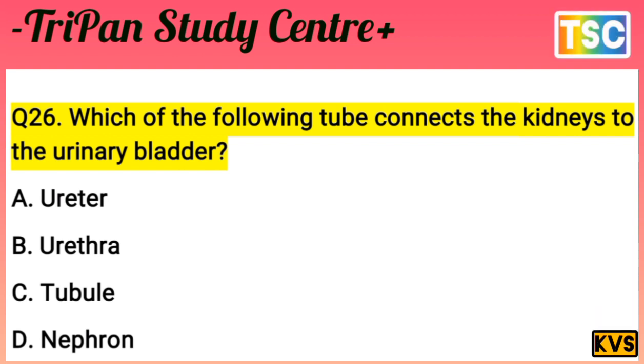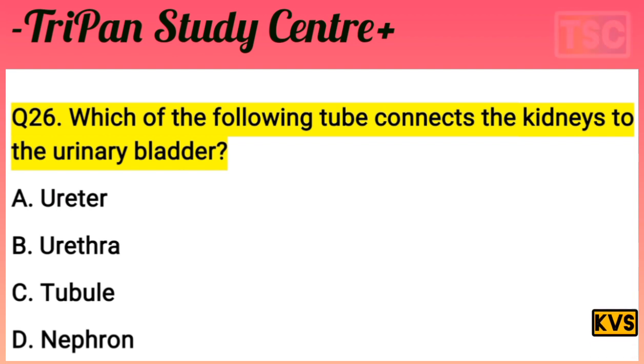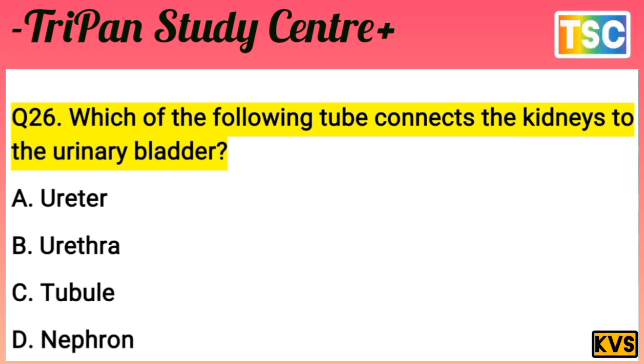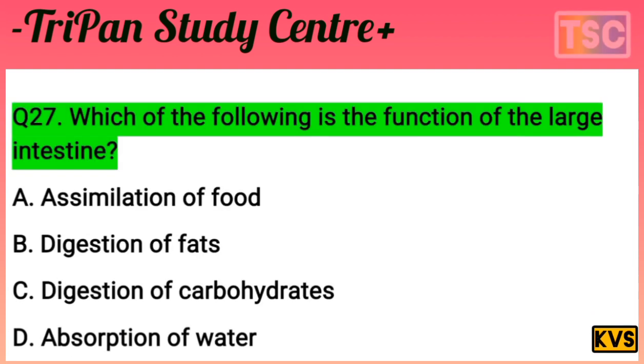Option A, ureter. The ureter is the most important here because it is a narrow tube that carries urine from the kidney to the bladder. It means the A option is correct. The ureter tube connects the kidney to the urine bladder. The A option is correct for this question. Let's see the next question on your screen.